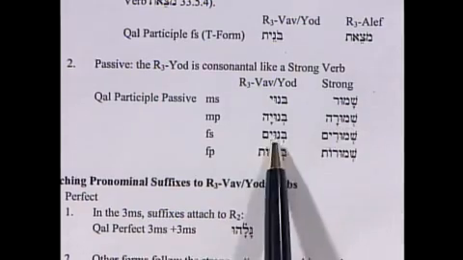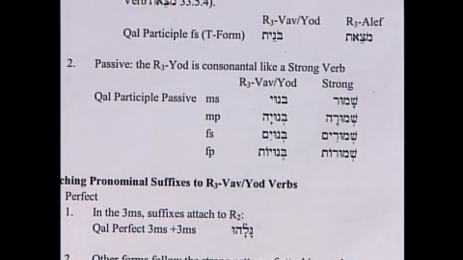Okay, when we get to the call passive participle, again, this is completely regular. The yod is functioning as R3. It's a consonant functioning as R3, so I contrast the strong with it here, and again, it's really identical.